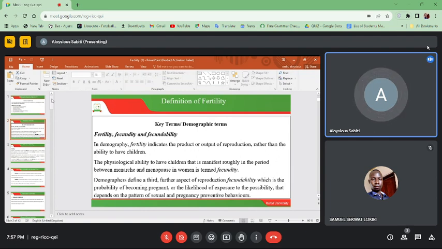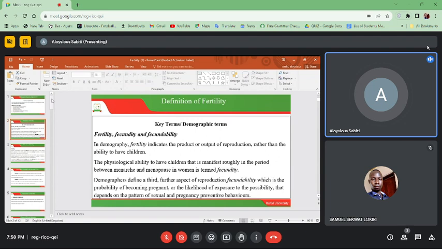So the physiological ability to have children, that is manifested roughly in the period between menarche and menopause in women, is termed as fecundity. So someone's physiological ability, which the majority of people take as fertility, is actually not what we consider as fertility in demography. So in demography, if someone physically has the ability to produce or to have children, then that person is fecund, and that is why we are referring to that ability as fecundity.